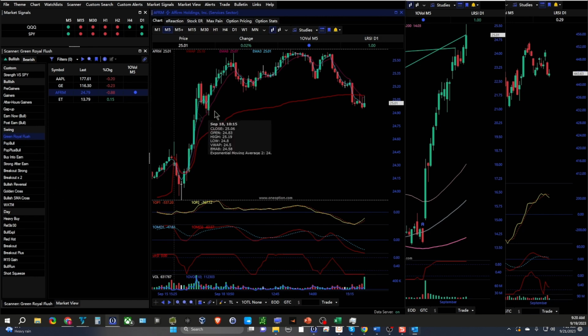I use this scanner more than anything else. It just makes it so easy. Green Royal Flush is always fantastic. We're in the pre-market right now, so it shows the real-time updated data. As soon as 9:45 hits, I've got probably the best stocks to trade all day. It just continuously refreshes with the best stocks, and if it's not on there, it's probably not something that I'm going to be trading.